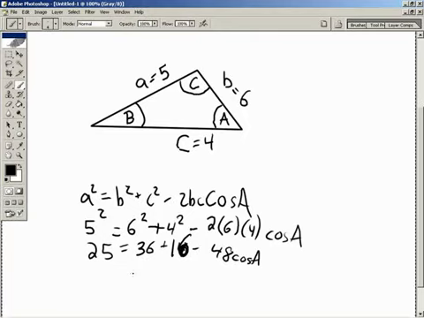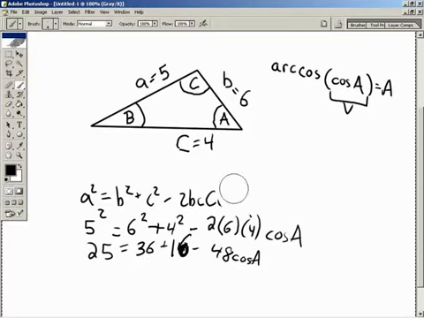And do you know why we're doing this? To get the answer? Not quite. Since you don't know, I'm going to let you do the work. Here's a calculator. And we want to find A. So we need to find a way of getting cosine of A, so that we can just take arc cos of that. Given this, 25 equals 36 plus 16 minus 48 cos A, you have to find a way to get only cos A. How would you do that?